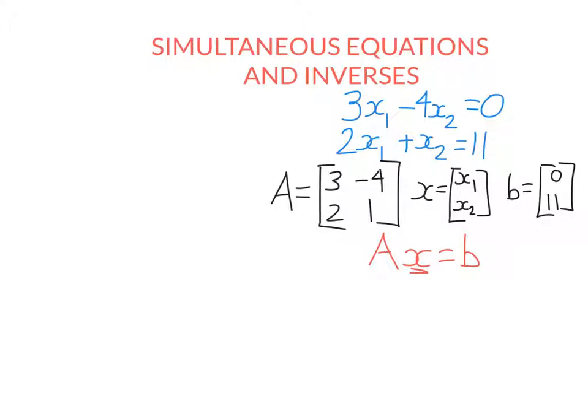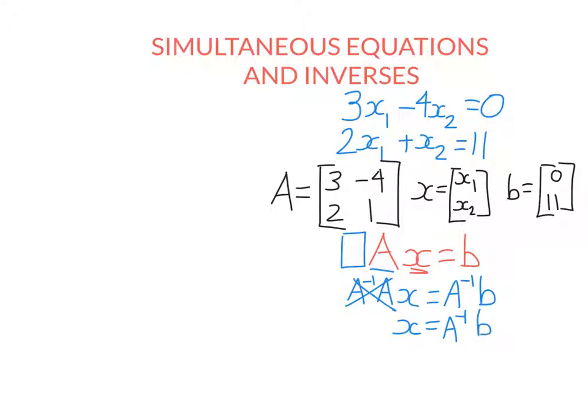So if I want to get rid of A here, I need to pre-multiply each side by A inverse. Of course the A inverse and A just cancel each other out. They equal I, and I times X is just X, and that's equal to A inverse B. So that's a quick way that we can solve this system of linear equations, because A inverse in this case is really easy to find because it's a 2 by 2 matrix.